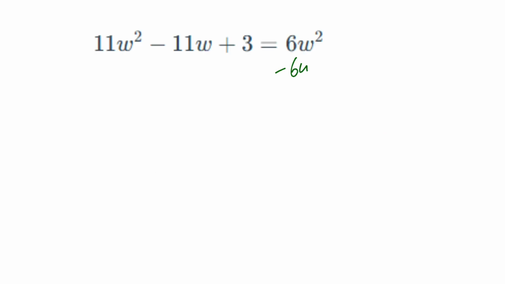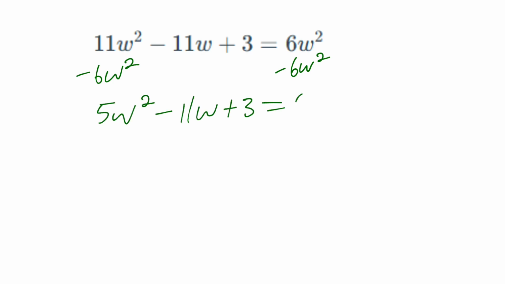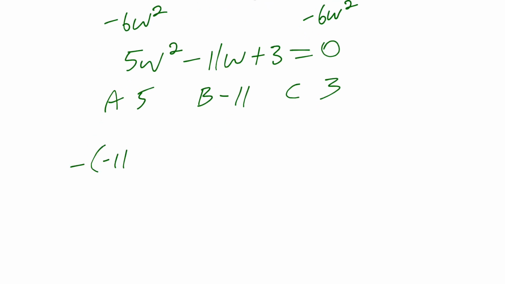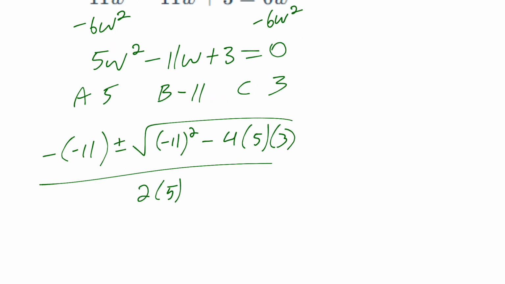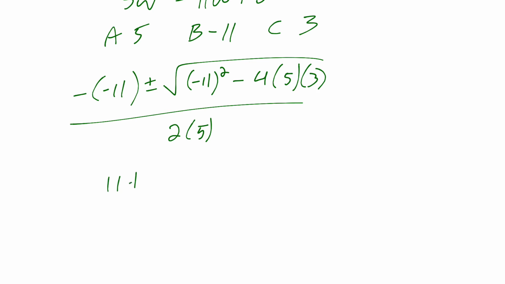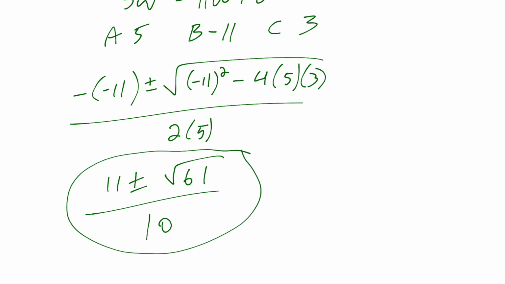It's possible, too, that when you are solving these, you won't have perfect squares. If you have 5w squared minus 11w plus 3 is equal to 0, a is 5, b is negative 11, c is 3. And if you plug those in, you have negative 11 plus or minus the square root of negative 11 squared minus 4 times 5 times 3 all over 2 times 5. If you simplify this, you get 11 plus or minus the square root of 61 all over 10. Now, since you can't simplify the square root of 61, you can just leave this as your answer.